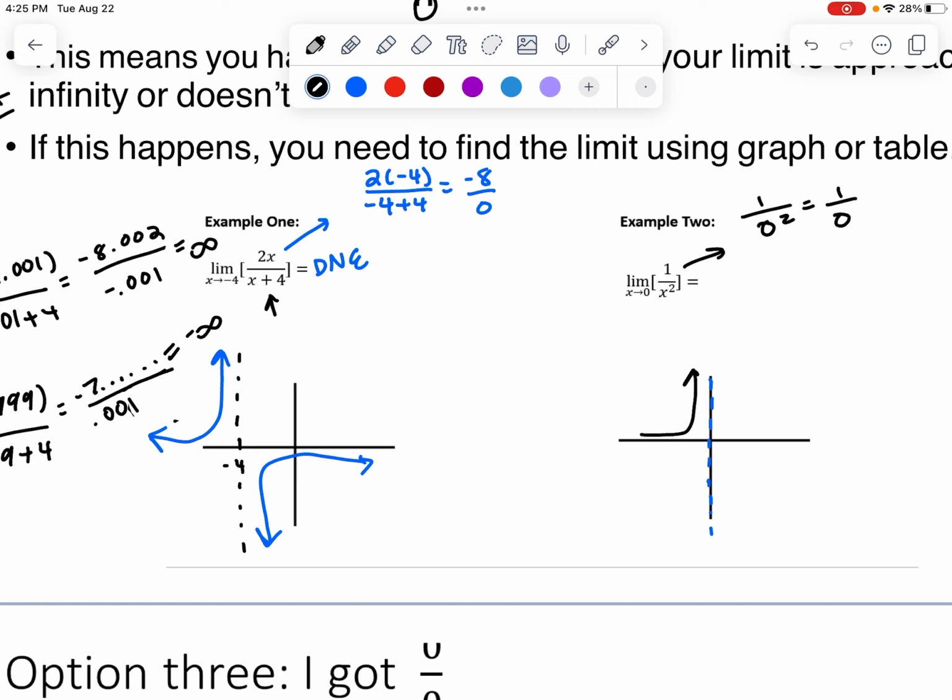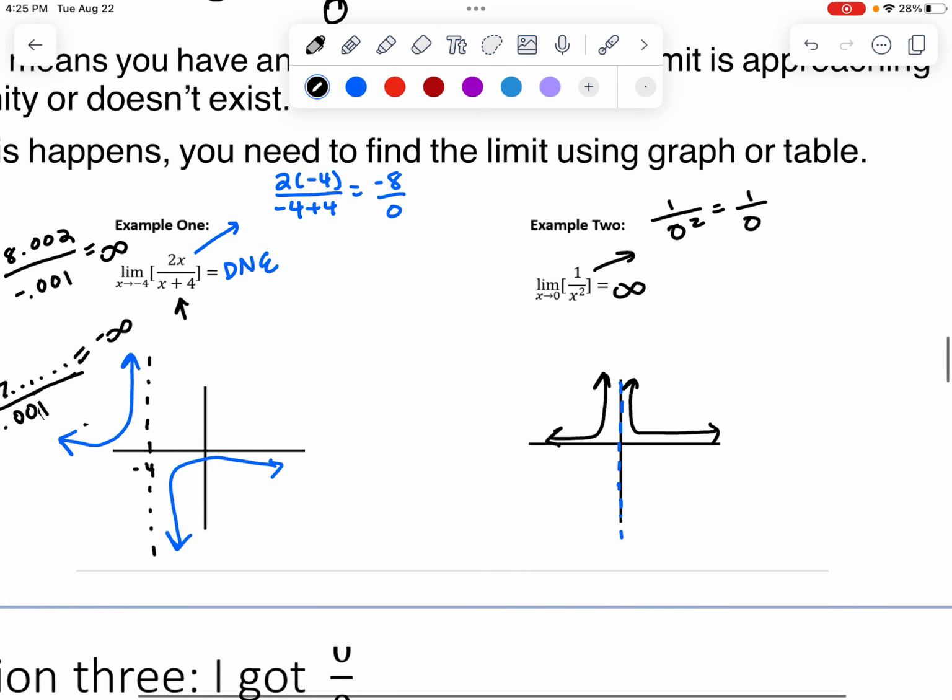And the graph is going to spike up like this. As you can tell by looking at that graph, you would get infinity. I just know that because I've done this a long time, but you could just put that in a graphing calculator.